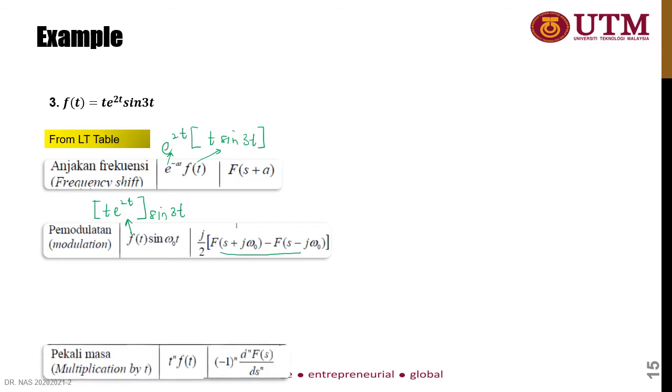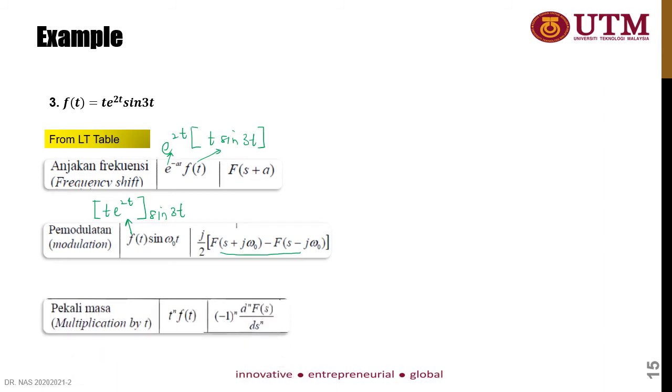And you may find another function, t to the power of n f(t). If you compare to the given equation, it is t to the power of 1, so your f(t) equal to e to the t sine 3t. This is the S domain function if you are using this method. So you have 3 methods basically. Now you need to choose which one you want to use in order to solve this function.